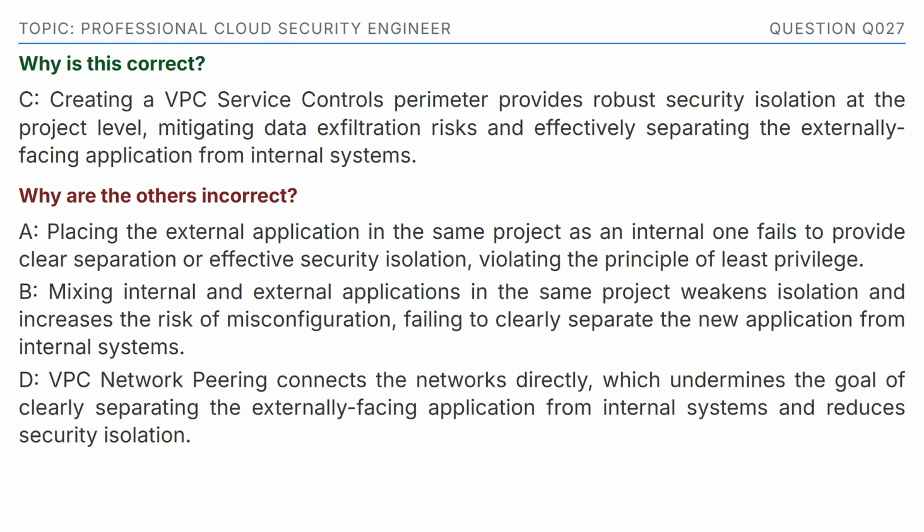B. Mixing internal and external applications in the same project weakens isolation and increases the risk of misconfiguration, failing to clearly separate the new application from internal systems. D. VPC network peering connects the networks directly, which undermines the goal of clearly separating the externally facing application from internal systems and reduces security isolation.